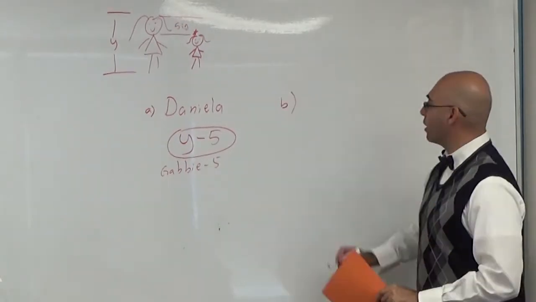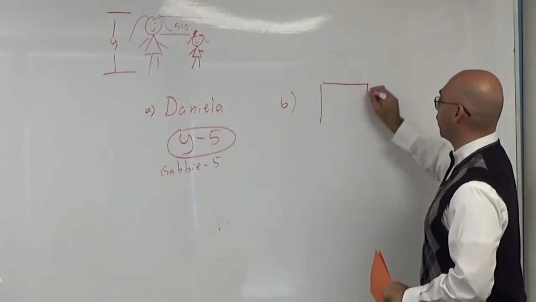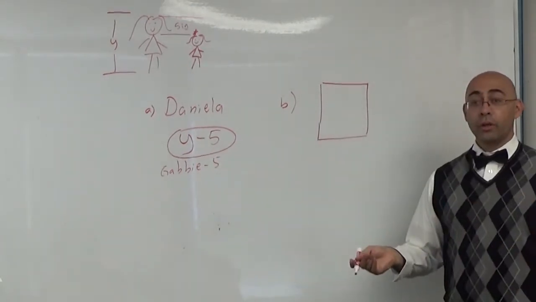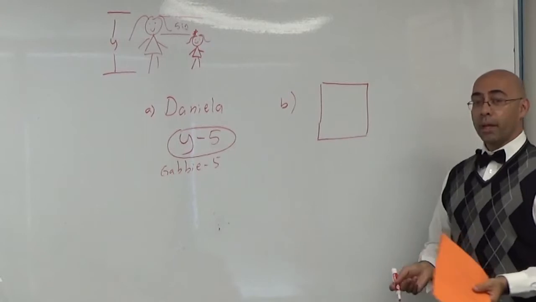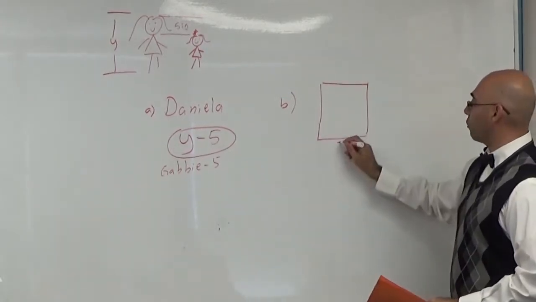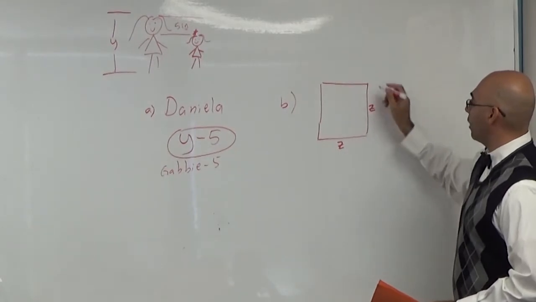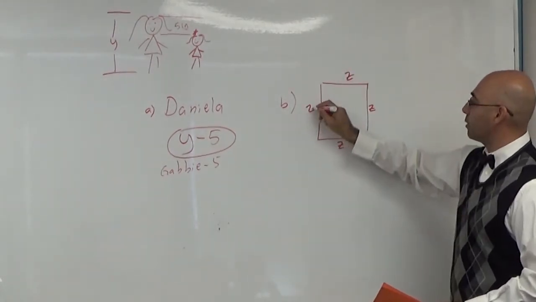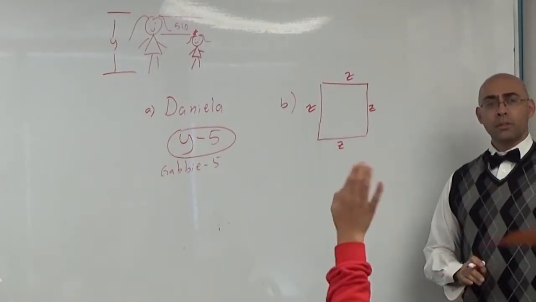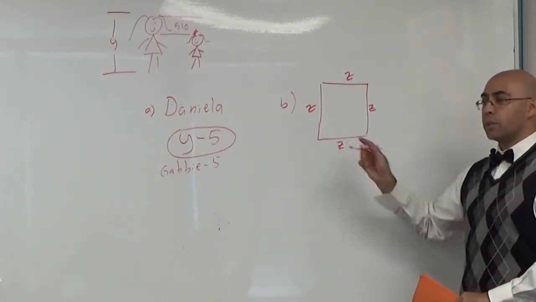The length of a square is z, so I'm going to draw a picture of a square, because they tell me a square. And what do we know about the length of a square? It's the exact same length. So if that's z, that means that is z, and that means that is z. So if I want the perimeter, what does perimeter mean to do? Perimeter just means add all the sides.